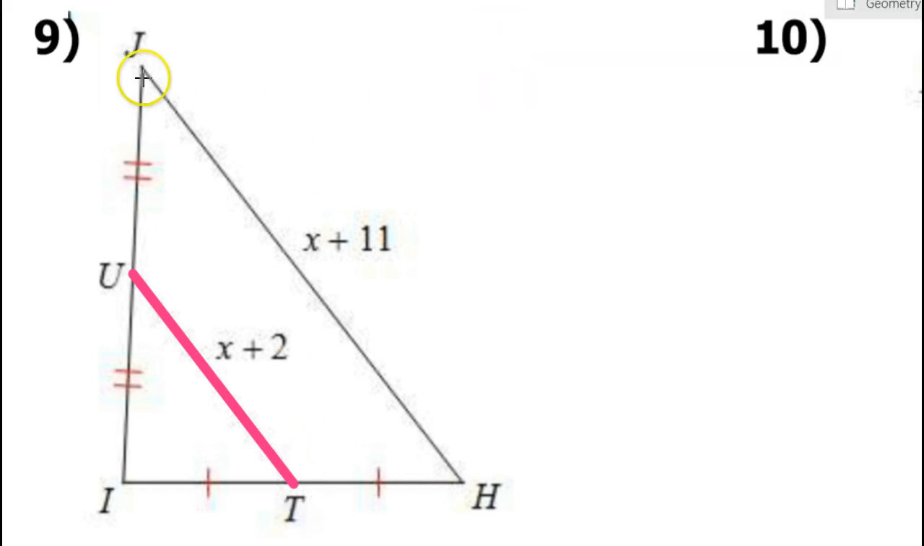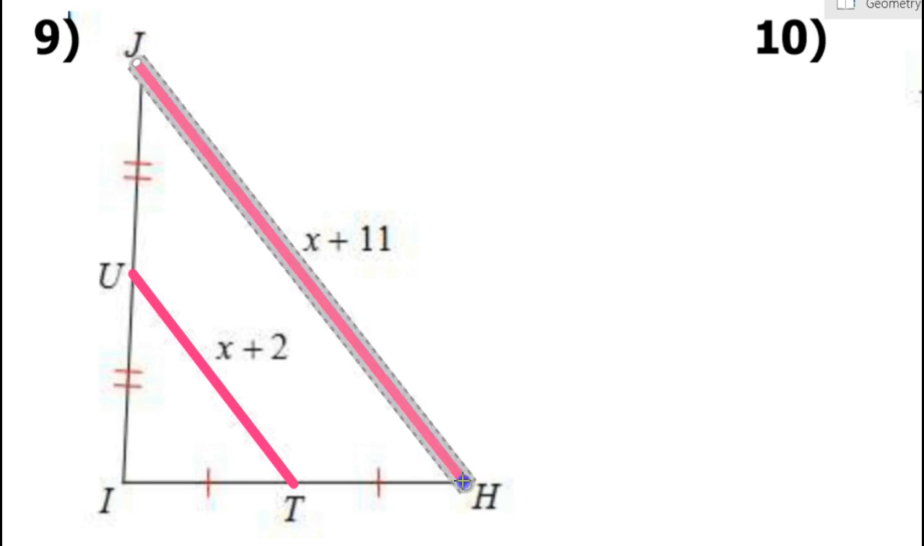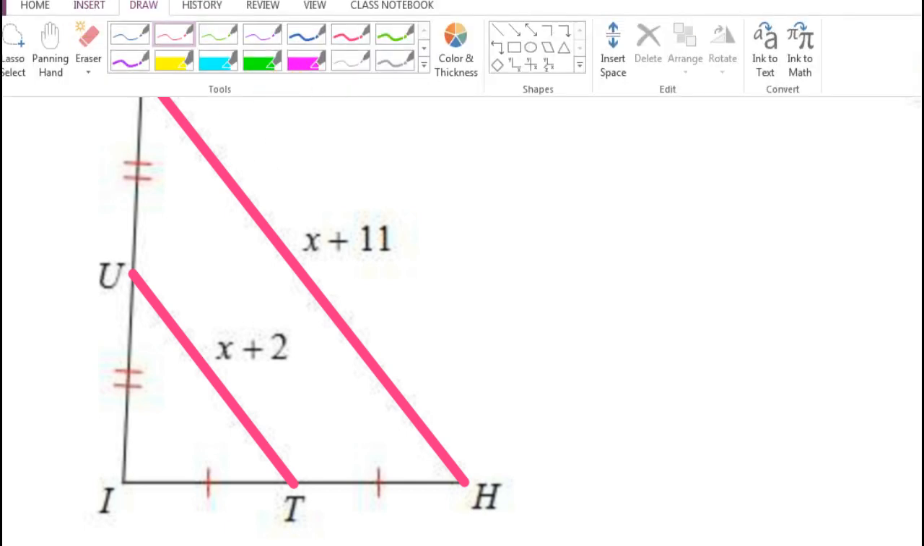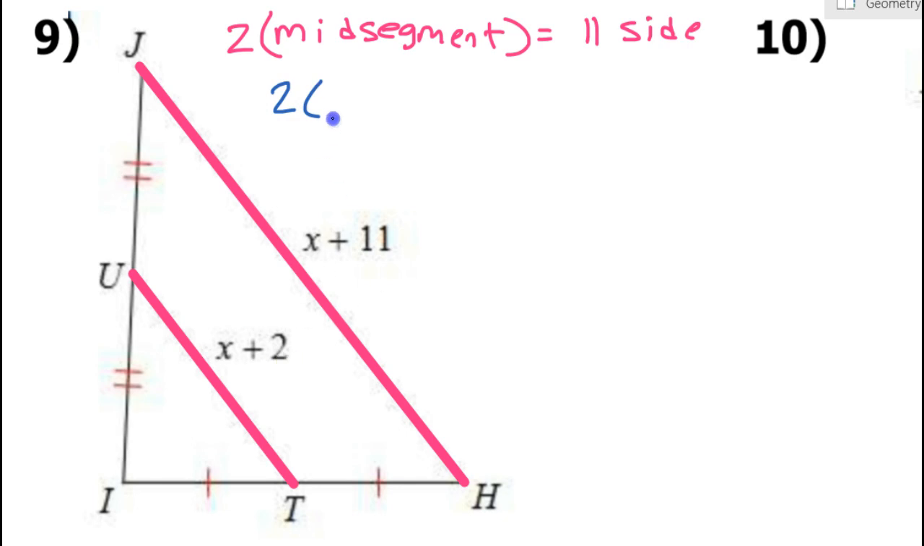Special properties of a midsegment include the fact that the midsegment is always going to be half the length of the parallel side. Or I could say that the parallel side is double the length of the midsegment. That's going to be crucial. Let me just write down this word I keep saying, midsegment. So if I double the midsegment, that should equal the parallel side. So that's what I'm going to do. If I double the midsegment, so 2 times the x plus 2, that should equal the x plus 11. This only works when it is a midpoint connector, a midsegment.